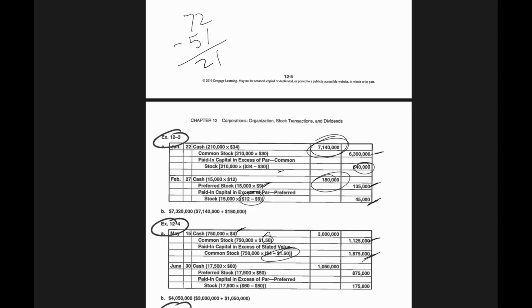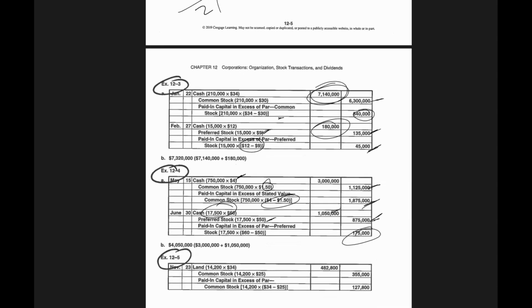On the 30th, it issued 17,500 shares of preferred stock at $60. So $60, all 17.5 times 60. 17.5 times 50, the par, is what we would credit preferred stock for. The difference between the 50 and the 60, or $10 times the 17.5, is what's going to go to paid in capital in excess of par.